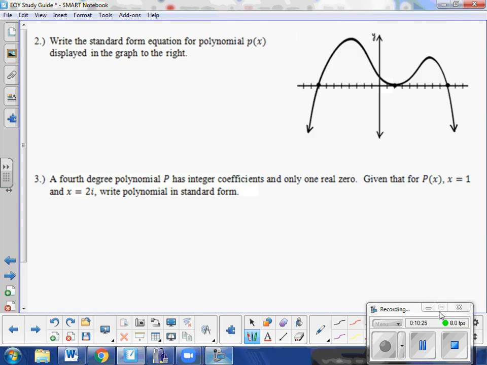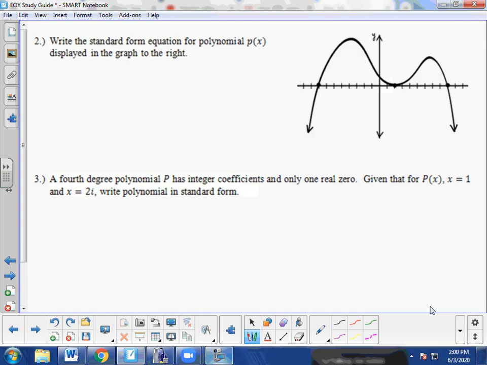Taking a look at problem number 2, we're actually moving from division of polynomials into multiplication to create polynomials. So in problem number 2, it says write the standard form equation for the polynomial p of x displayed in the graph to the right. In order to find the equation here, we need to look at a couple things.